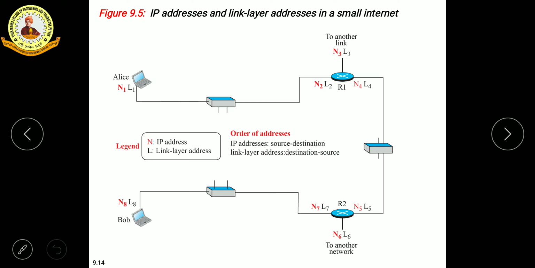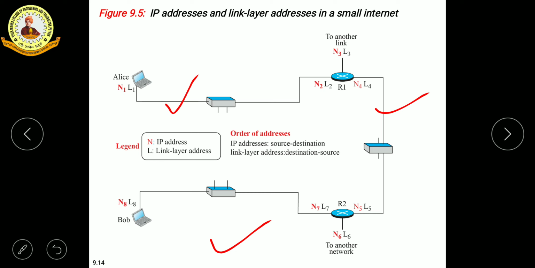This is the figure that we are going to learn. In this figure, we have three links. Can you observe three links here? This is the first link, link 1, this is the second link, link 2, and this is the third link, link 3. We also have Alice and Bob. They are sharing their data. We can consider them two hosts. Alice is the source and Bob is the destination.